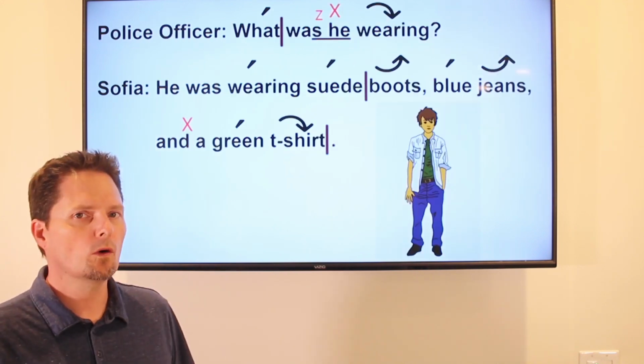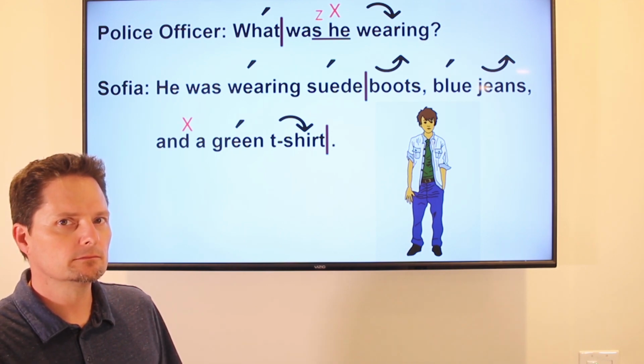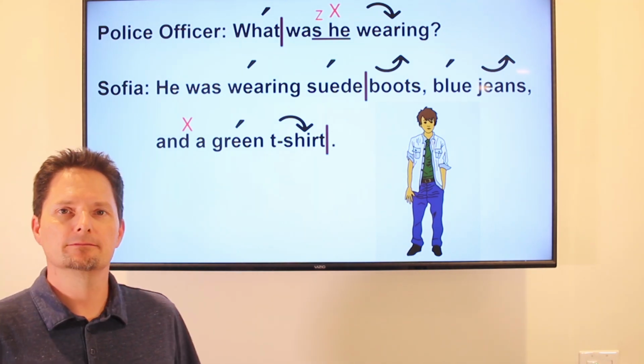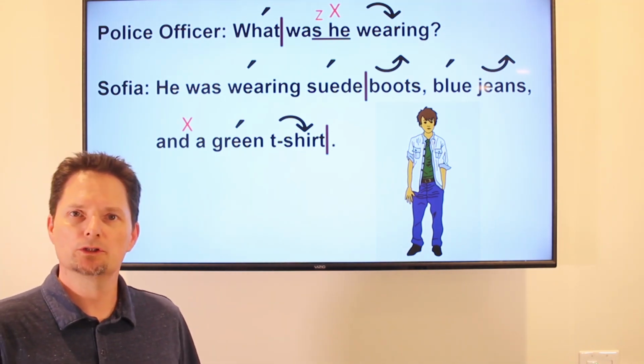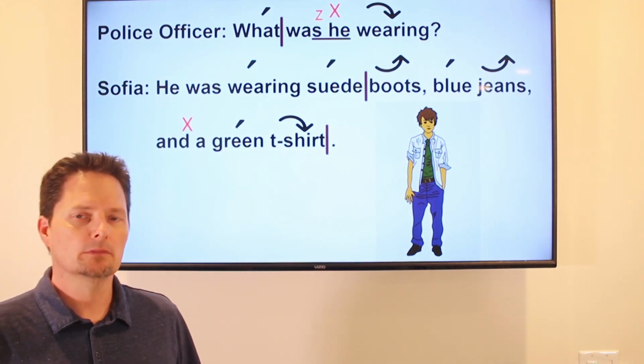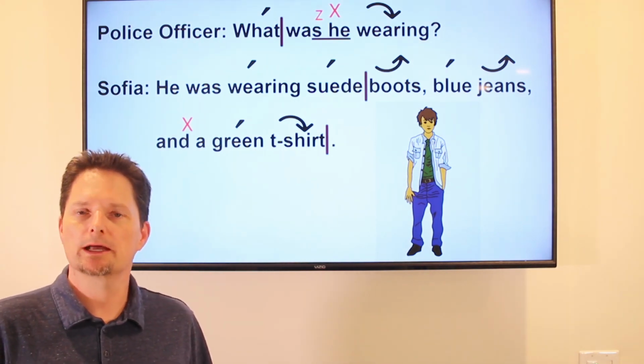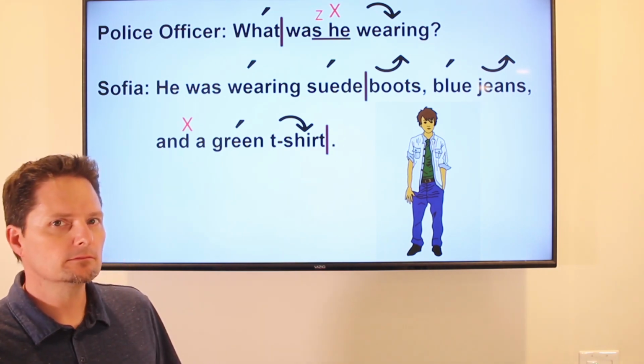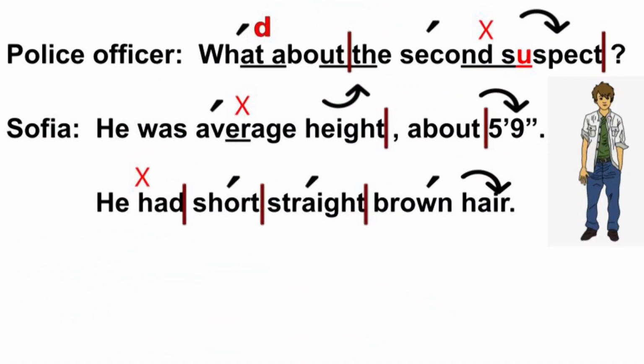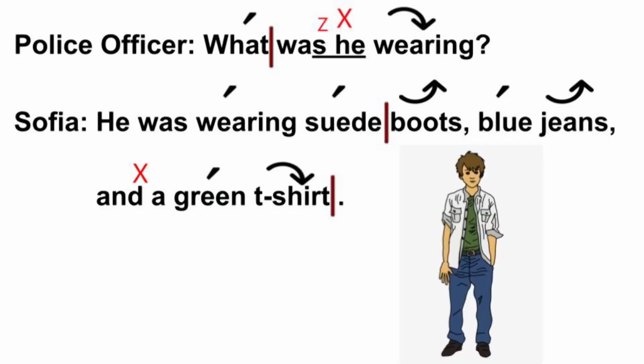Very good. What was he wearing? Very good. He was wearing suede boots, blue jeans, and a green t-shirt. Very good. What about the second suspect? He was average height, about 5'9". He had short, straight brown hair. What was he wearing? He was wearing suede boots, blue jeans, and a green t-shirt.